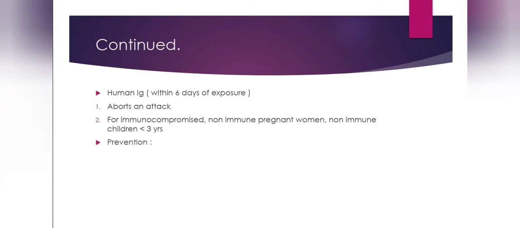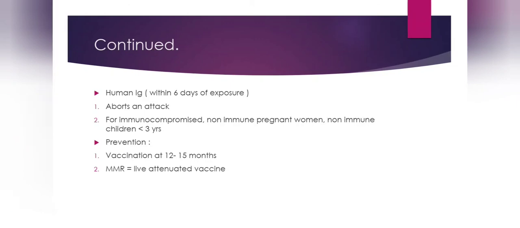Aur aap measles ki prevention kaise kar sakte hain? Measles can be prevented by vaccination at 12 to 15 months. It is done at 12 to 15 months to achieve maximum efficacy. MMR is measles, mumps and rubella vaccine, which is a combined vaccine, and it is a live attenuated vaccine given at 12 to 15 months.